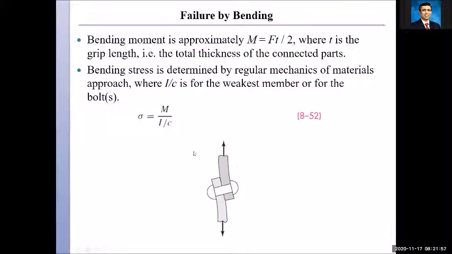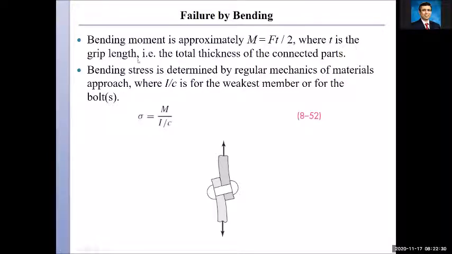So the first one is failure by bending. If you look here, the moment arm between the two forces, usually these are two equal and opposite forces. If the force is F and the thickness of each of the members is t, we can say that the perpendicular distance, the moment arm between the two forces, would be t over 2. So the moment would be equal to the force multiplied by t over 2.